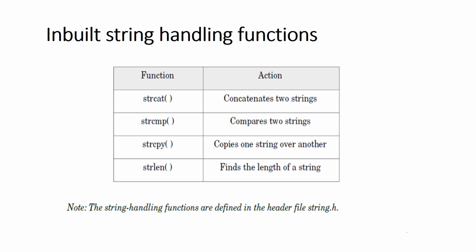Next is STRCMP, which is called the string comparison function in C. The function compares two strings. Then STRCPY, which stands for string copy. This function copies one string over another. And the last one is STRLEN. STRLEN is an abbreviation of string length. The STRLEN function finds the length of a string.